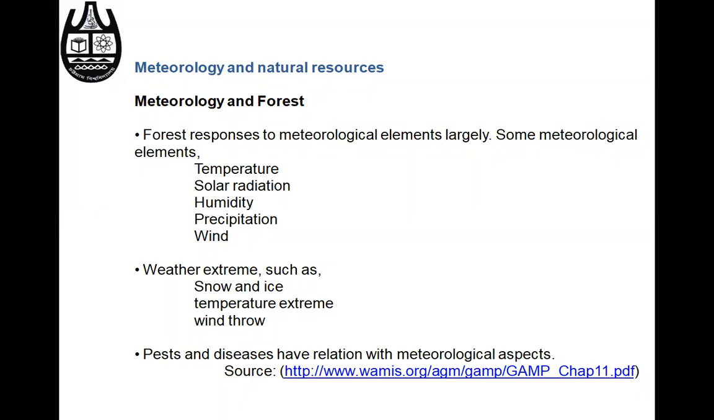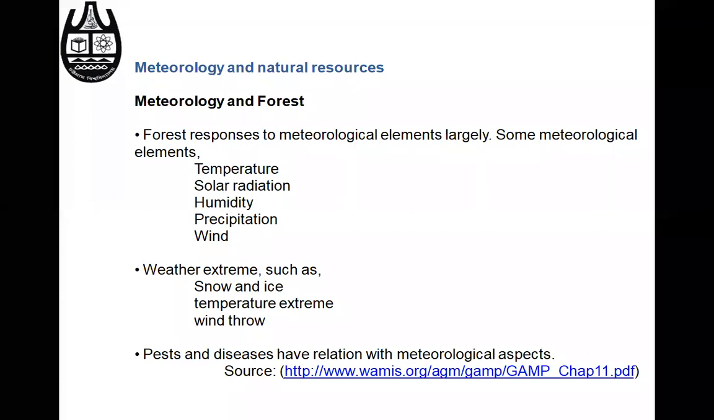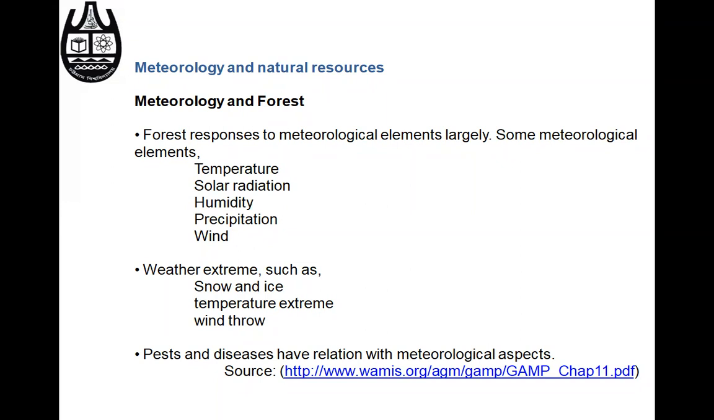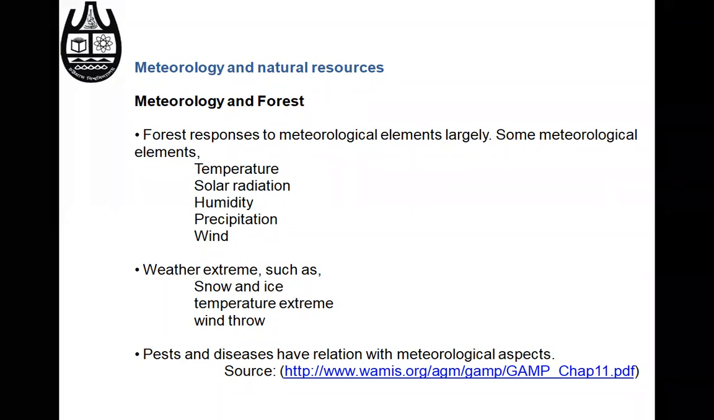Mostly in case of forest resources, we see broadleaf species here, and broadleaf species are only possible in those areas where the temperature is quite high, and where we can get a maximum amount of rainfall and also solar radiation. On the other hand, if you look at the species in the temperate region or high altitude countries, you can see many conifer species.